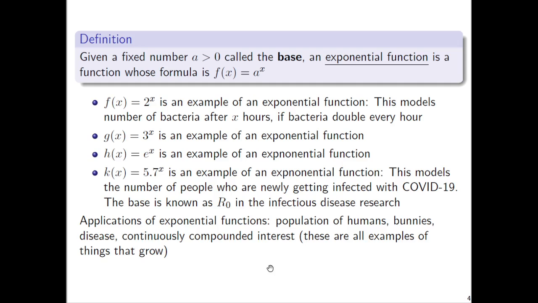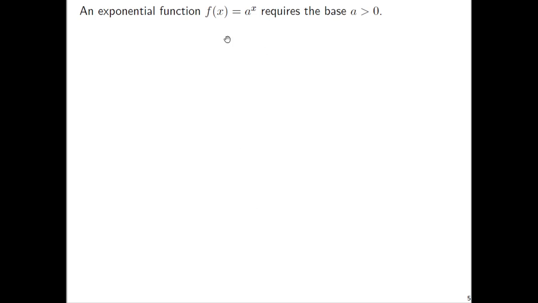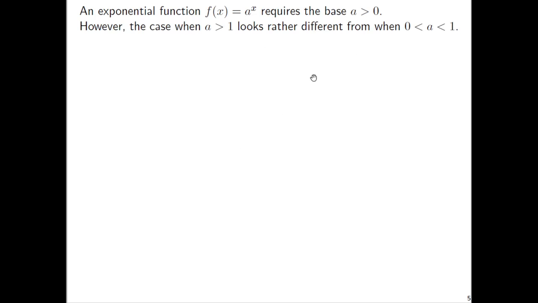So applications of exponential functions: when the base is a relatively big number like 2, 3, e, 5.7, and so on, this ends up modeling populations, typically of living organisms such as humans or bunnies or diseases, viruses, right? Or continuously compounded interest. So these are all examples of things that grow. Here's the thing. In an exponential function, that base a is required to be bigger than 0, and you get a very different kind of shape when a is bigger than 1 versus when a is between 0 and 1.